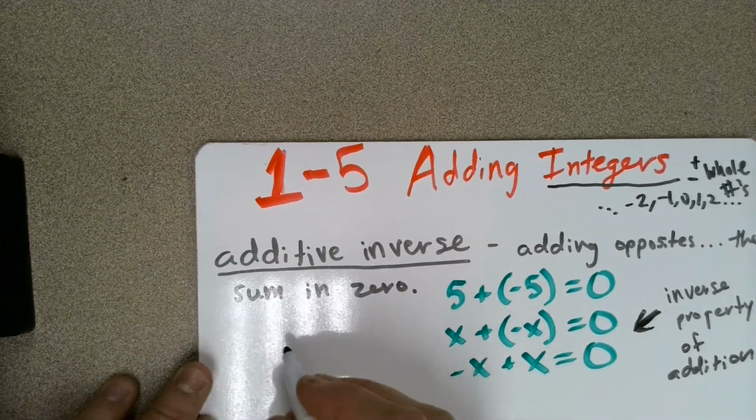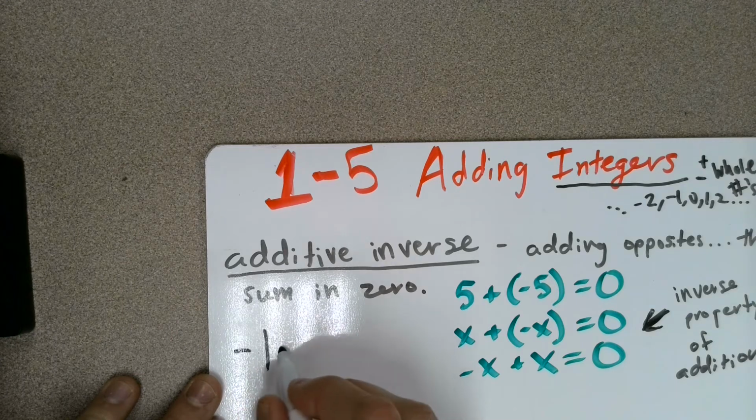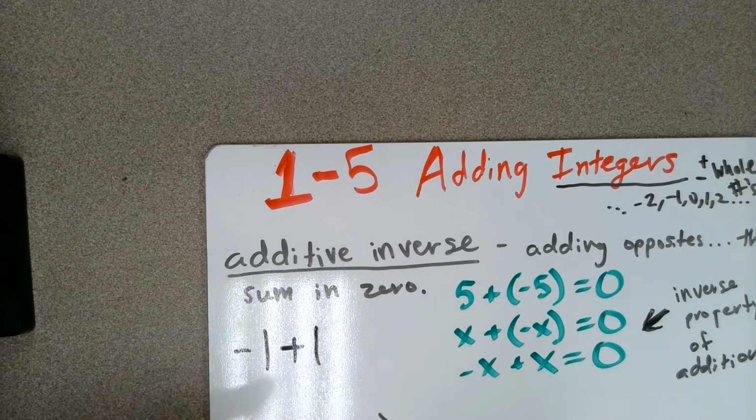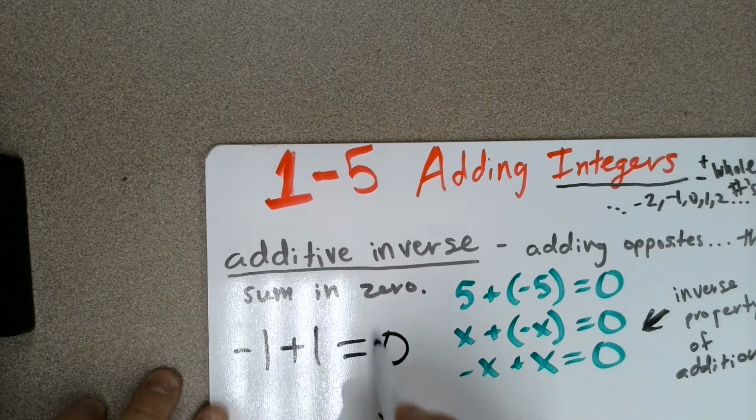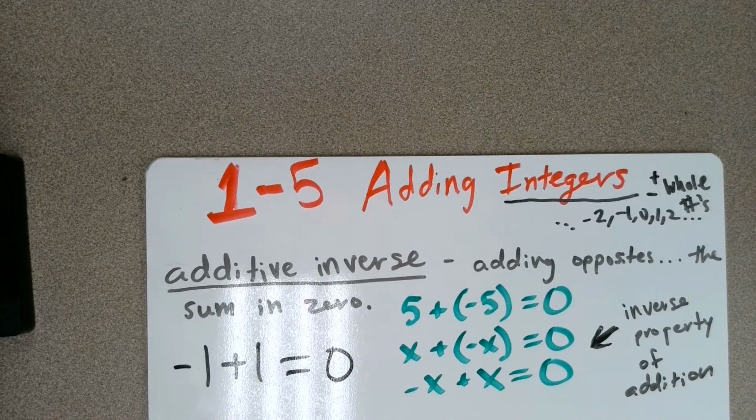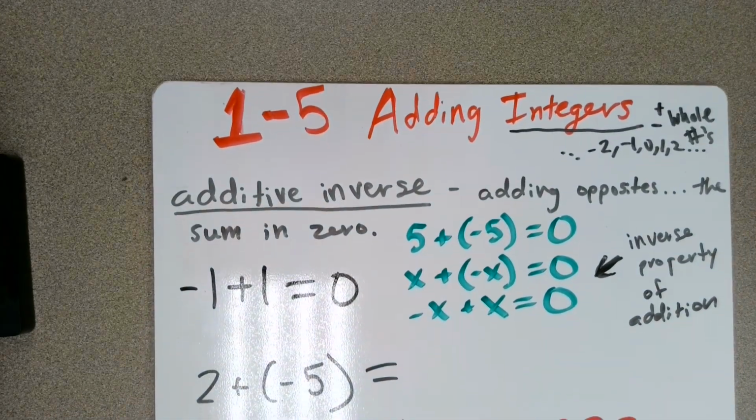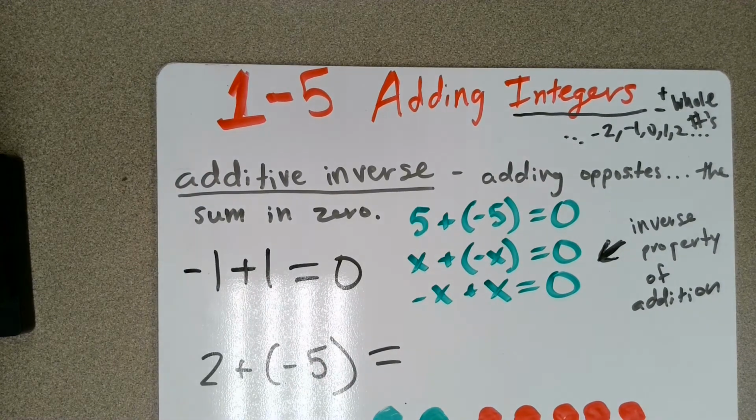One more example would be -1 plus 1. I have -1, I add 1, it's going to be 0. Probably thinking that's pretty easy, and it's supposed to be pretty easy. It's a rule that we can use for a lot of different things.